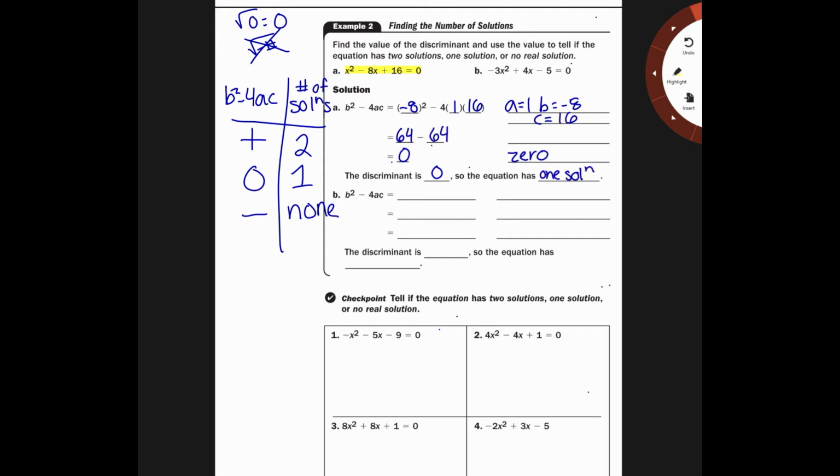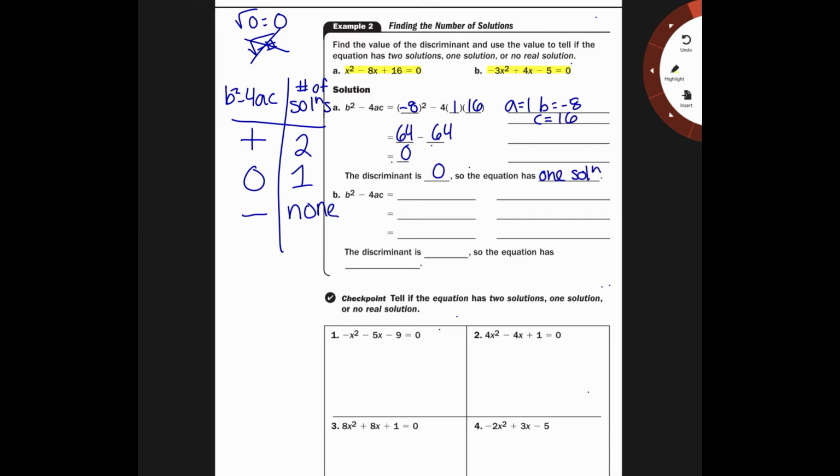I'm going to abbreviate that. Now let's do the second one. Oops, that's supposed to be highlighting. Sorry guys, it disappeared. I'll quickly copy this part back in. I'm sorry, you can fast forward if you want. 64 minus 64 is 0, so it has one solution.